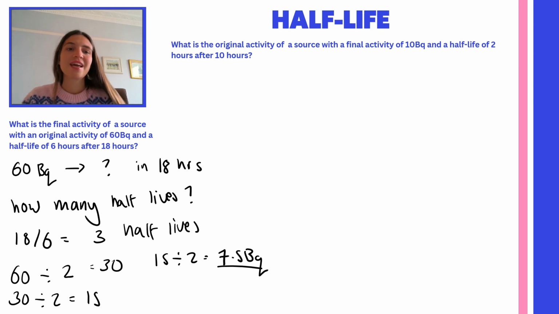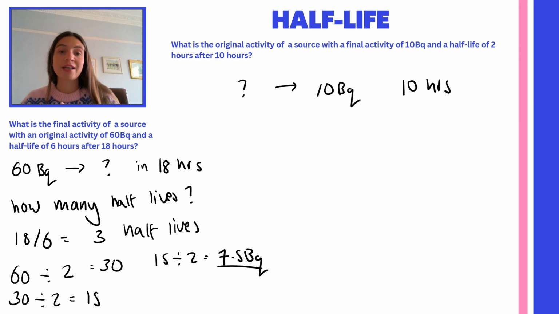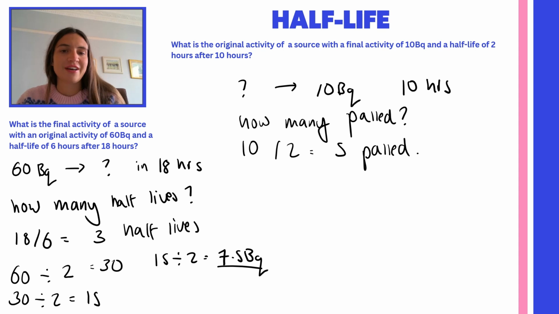Okay. Next question, what is the original activity of a source with a final activity of 10 becquerels and a half-life of 2 hours after 10 hours? Okay, so this time I'm going to write this out. I've been given that my final activity was 10 becquerels and I'm looking for my initial activity, and I've been told that 10 hours has passed. So again, I need to ask myself how many half-lives have passed in this time. It was a total time of 10 hours. Each half-life was 2 hours, so 10 divided by 2 tells me that 5 half-lives have passed.